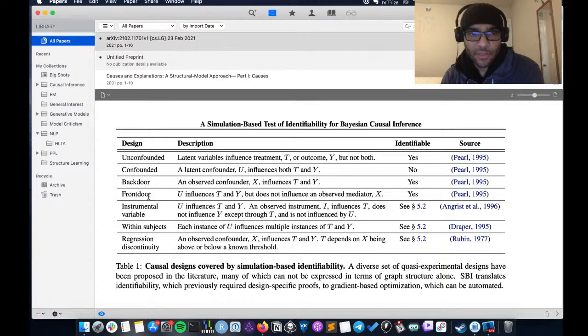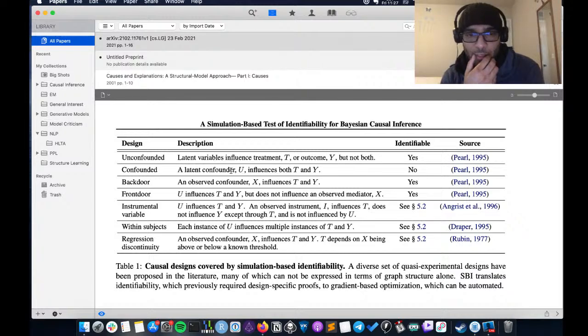Unconfounded, confounded, backdoor, front door, instrumental variable, within subjects, regression discontinuity. So unconfounded: latent variables influence treatment or outcome. Confounded: a latent confounder U influences both T and Y. An observed confounder X influences T and Y. That's backdoor. So unconfounded is we have latent variables on T and on Y, but not both. Front door: U influences T and Y, but does not influence the observed mediator X.